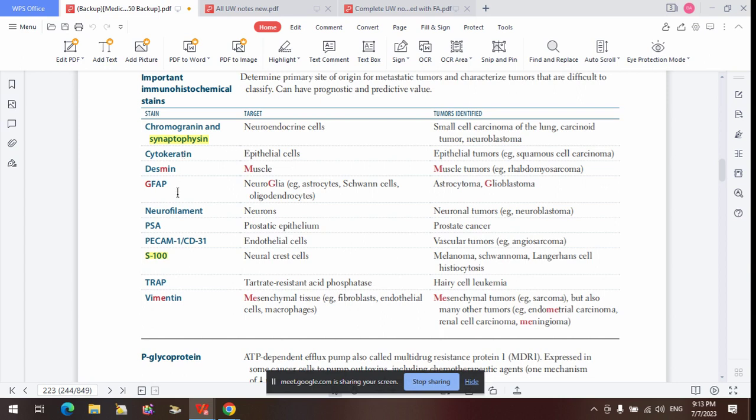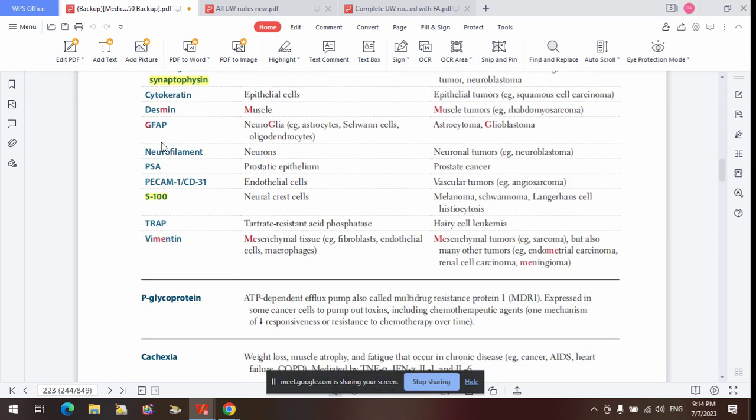So another one is desmin. They can ask us this one, desmin. Desmin is a protein and is one of the components of the intermediate filament of muscle. So once we see desmin, we are thinking of muscle. Cytokeratin, epithelial cells. Desmin, muscle. So muscular tumors like rhabdomyosarcoma can express desmin. Rhabdomyosarcoma shows positivity for desmin when we stain them.